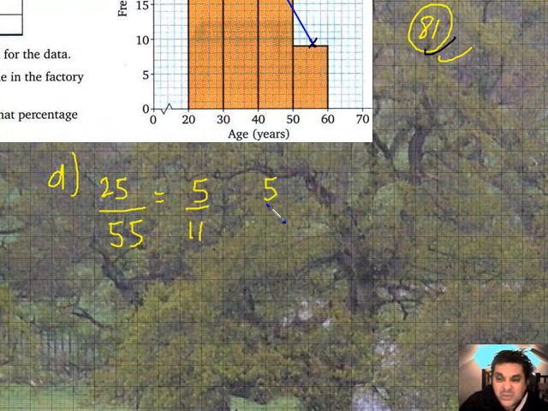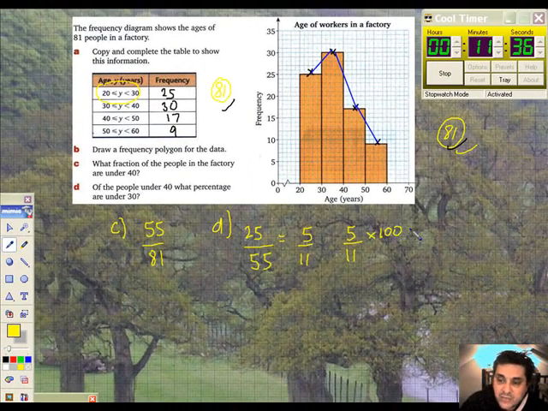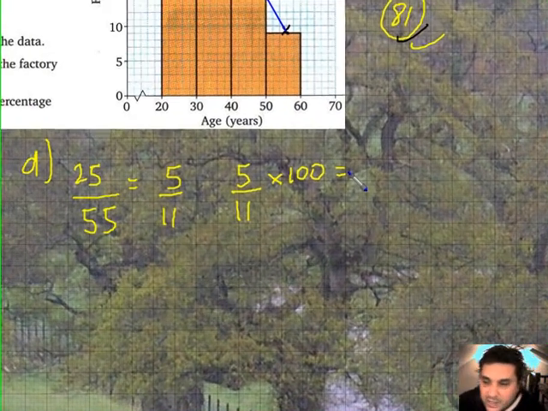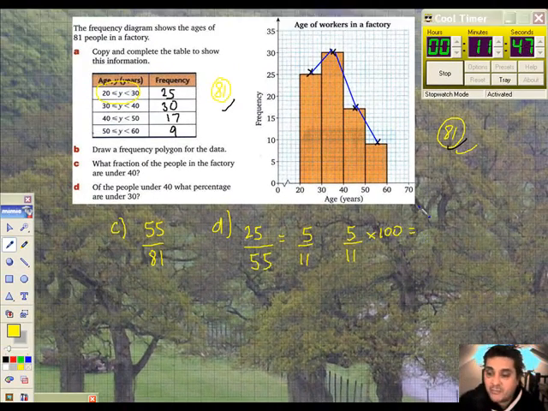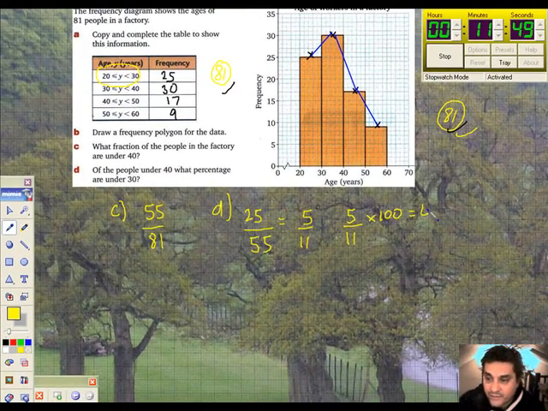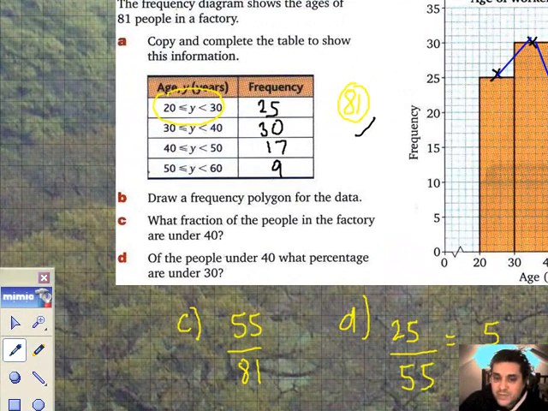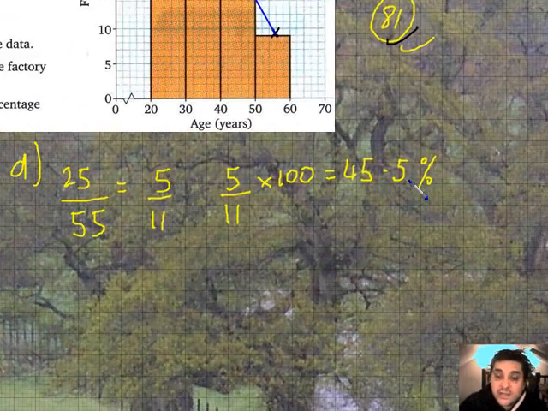And on this side, I would actually want to convert it into a percentage to answer the question fully. So 5 over 11 times 100. Grab my machine, and we'll get an answer. Switching it on, 5 divided by 11, multiplied by 100, that gives us 45.45454545. So I'm going to round it off to one decimal place. 45.5% of the people who are under 40 were also under 30.